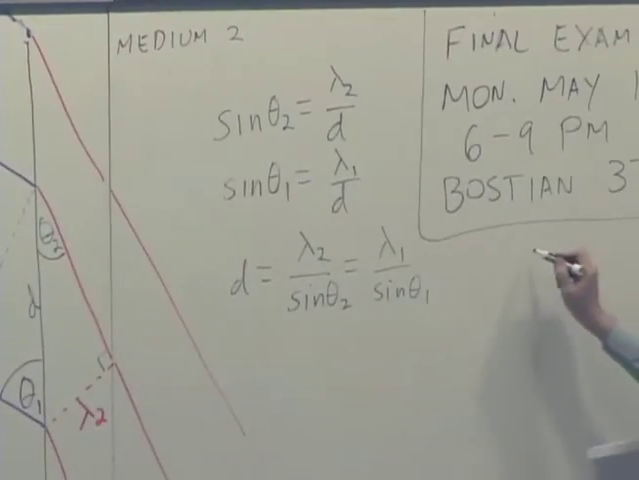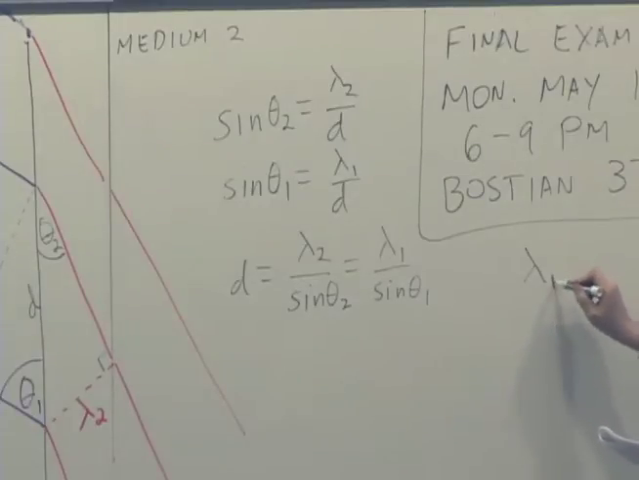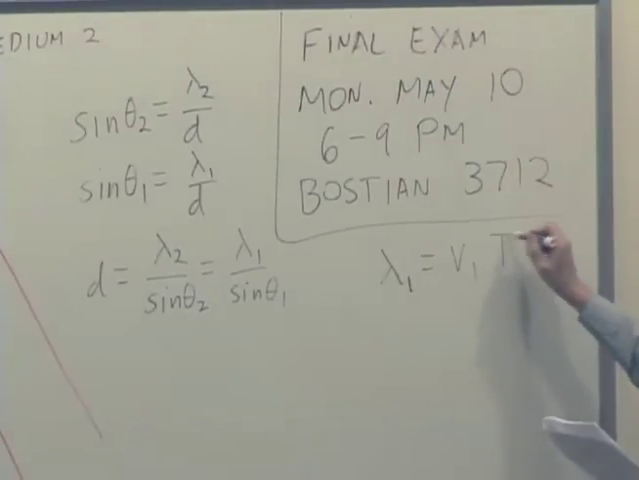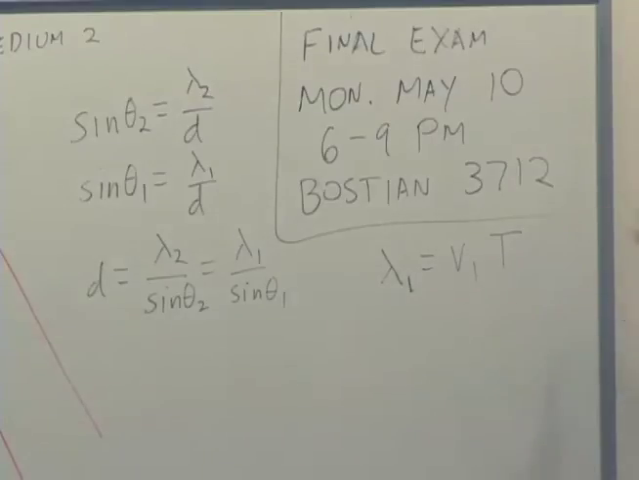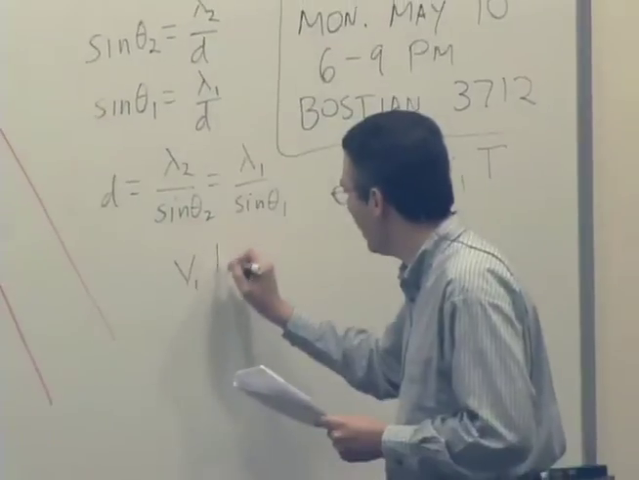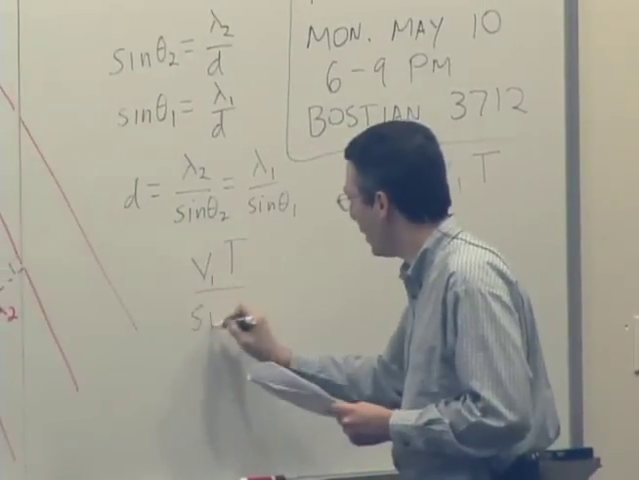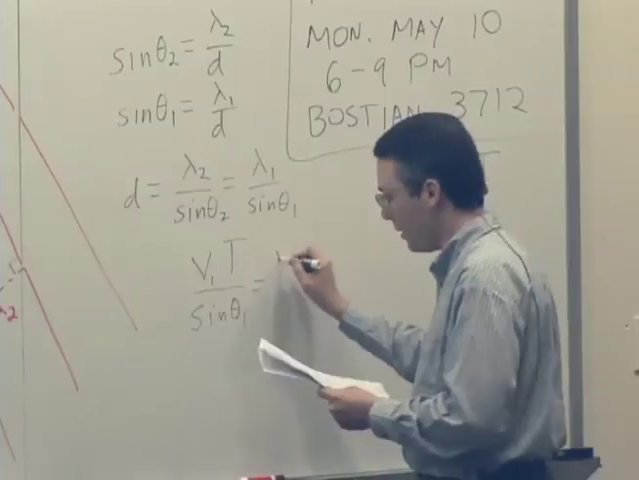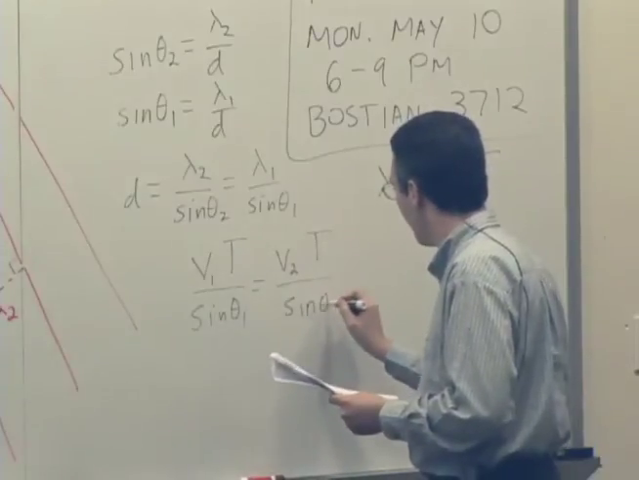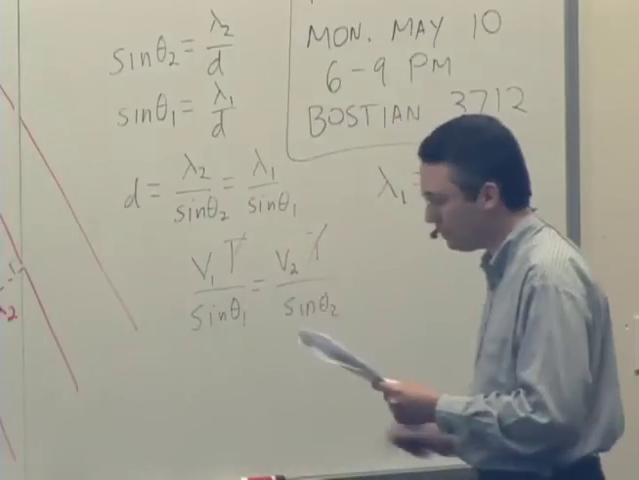We also say that the wavelength is going to be equal to the speed, v1, times the period, or speed divided by the frequency. And the period and the frequency are the same for both materials. So I can say that v1 t over sine theta 1 is v2 t over sine of theta 2, and the t's cancel out.